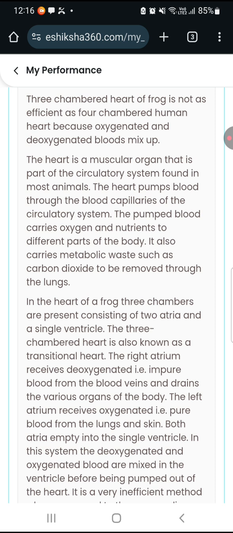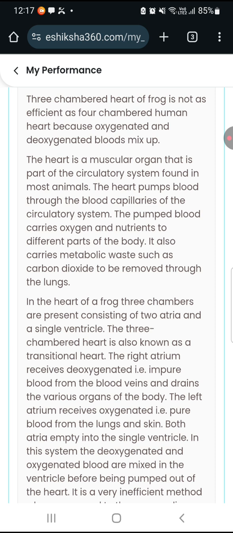In the heart of a frog, three chambers are present consisting of two atria and a single ventricle. The three chambered heart is also known as a transitional heart. The right atrium receives deoxygenated, that is impure blood from the veins and drains the various organs of the body. The left atrium receives oxygenated, that is pure blood from the lungs and skin.